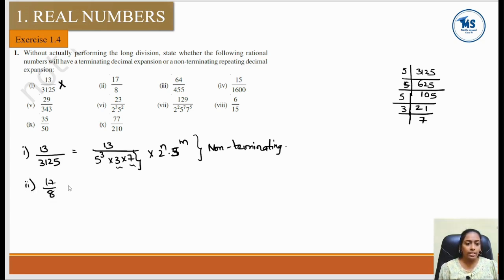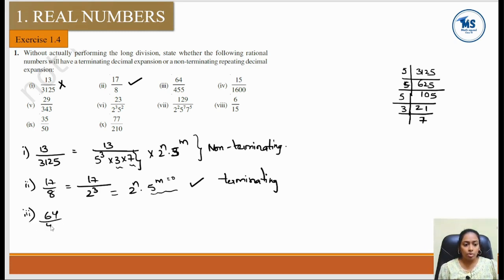Okay, second question, 17 by 8. I'll try to write the denominator in the form of 2 cube. See here, it is in the form of 2 power n into 5 power m, where m is equal to 0. Here 5 power 0 is 1. So the denominator is in the form of 2 power n into 5 power m. Therefore, it is terminating.